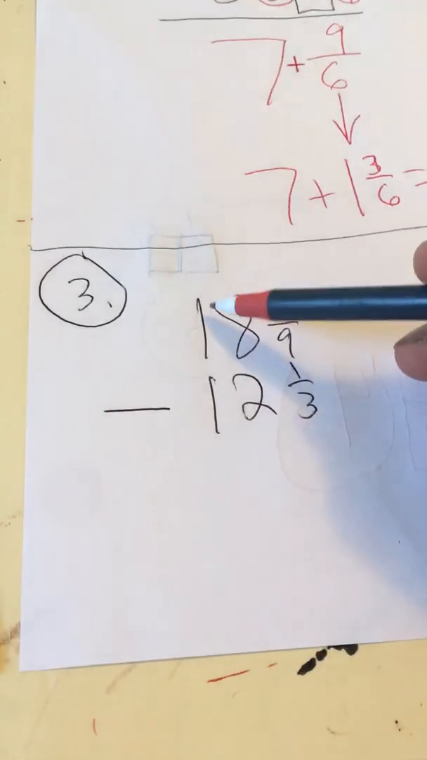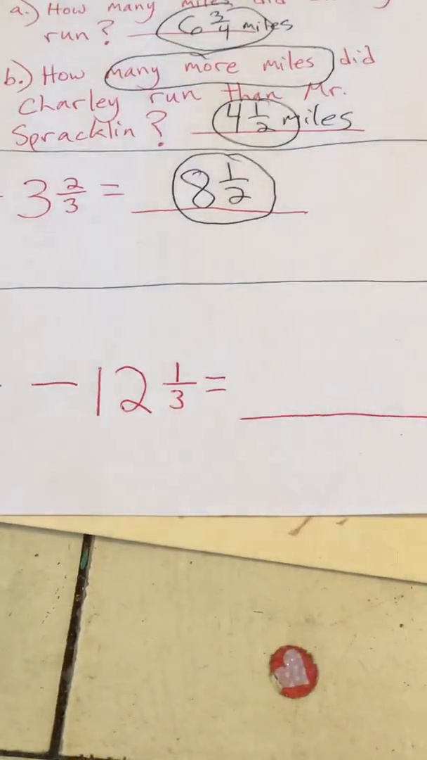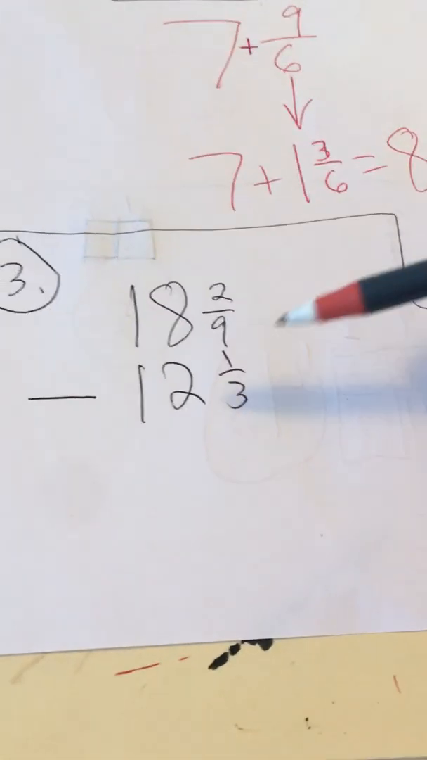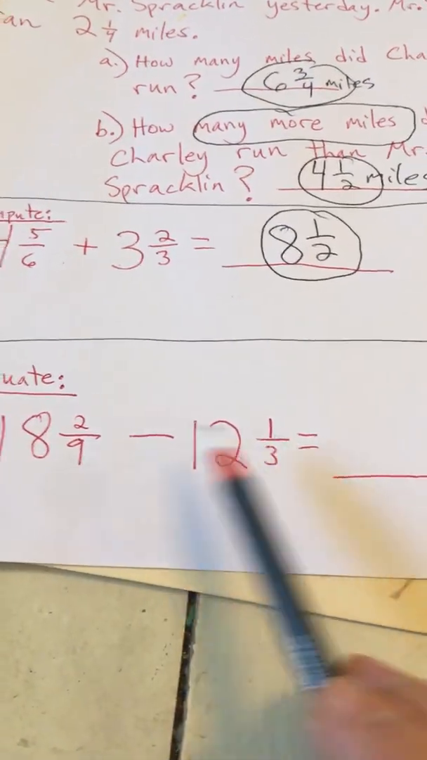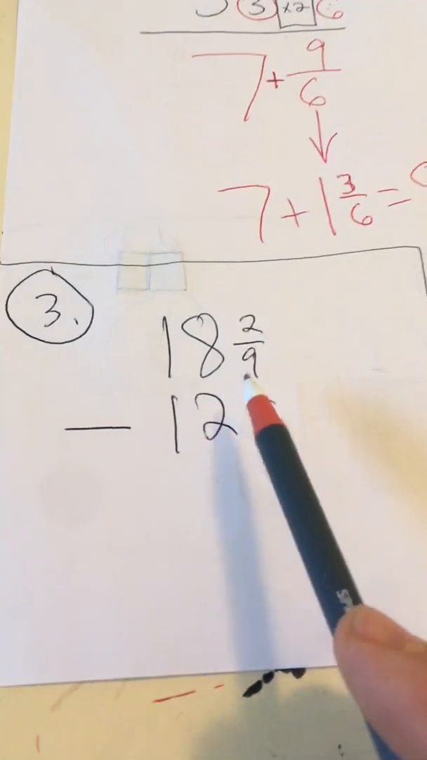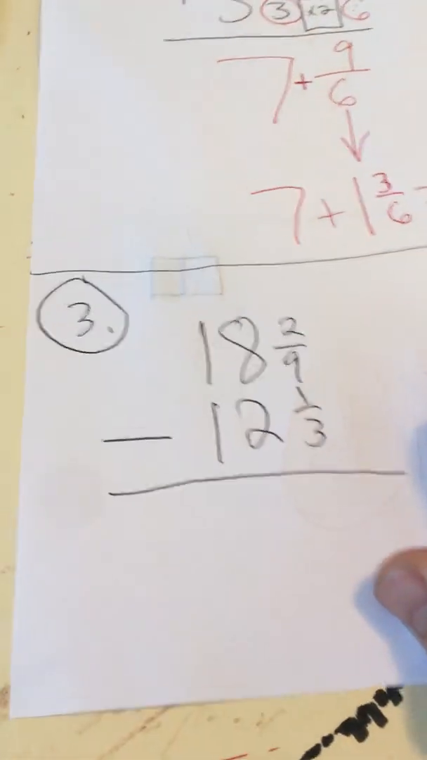So make sure your place values are lined up, your tens, your ones, and your fractions. We have 18 2/9, and we have 12 1/3, and we are subtracting. You don't know how many times I've seen kids write the wrong fraction or the wrong number, and then they do all this work right, but their answer ends up wrong. So you got to be really careful that you chose the right numbers.